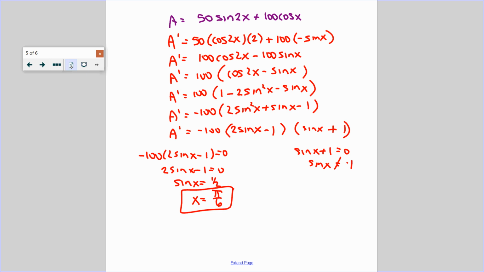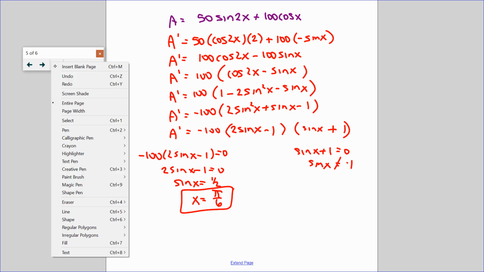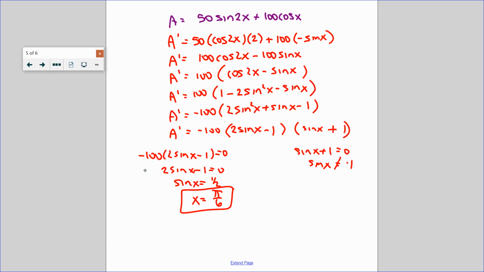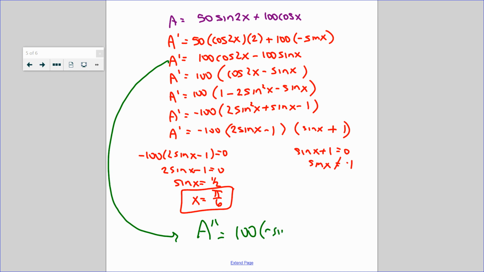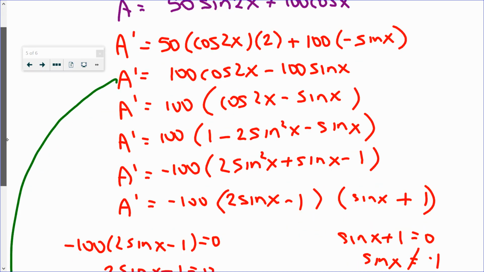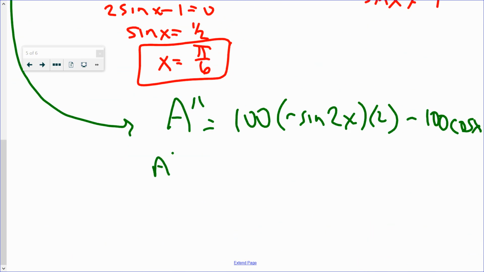So let's go back up to our first derivative. I'm just going to look before I started factoring it. I'm going to take this one here, and then I'm going to look at my second derivative. My second derivative is going to be 100 times the derivative of cosine, which is negative sine 2x, times 2, and then minus 100 times the derivative of sine x, which is cos x. Let me just make this a little bit bigger so I can write better. So the second derivative is going to be -200 sine of 2x minus 100 cos of x.